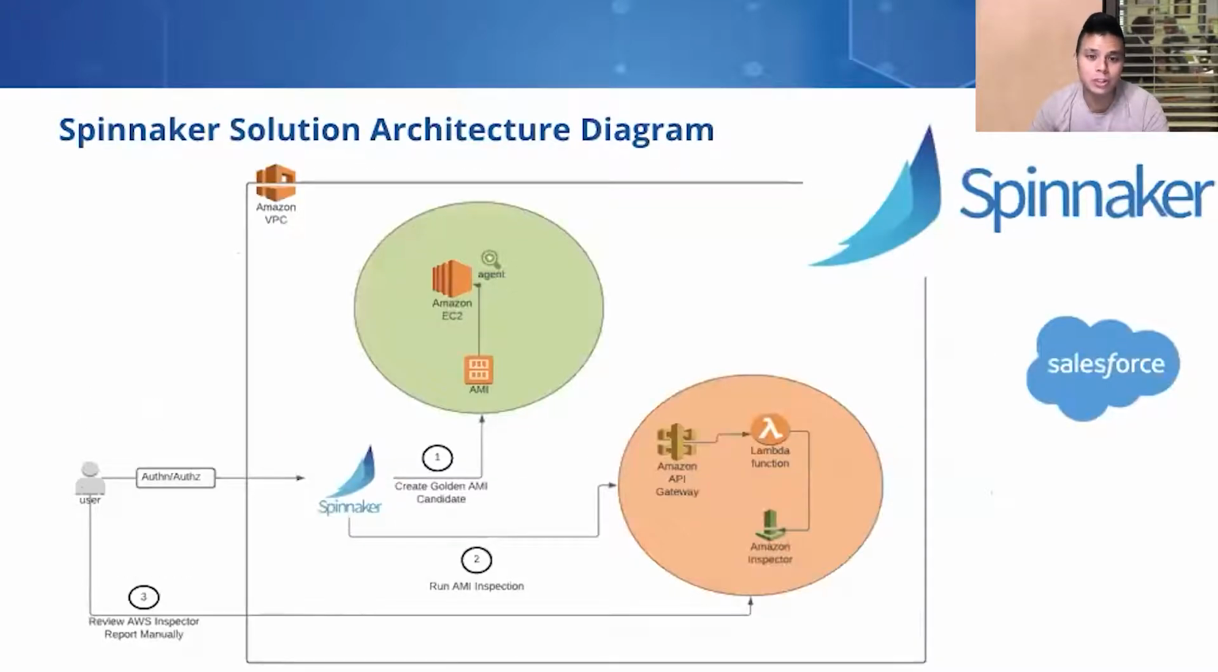I want to now introduce to you the Spinnaker solution. I took the key flow of what we saw earlier and integrated it alongside with the tools provided by Spinnaker. Let's go through the architecture. First off, we can also trigger the golden AMI Spinnaker pipeline with manual trigger, periodic trigger, or a CI/CD trigger.